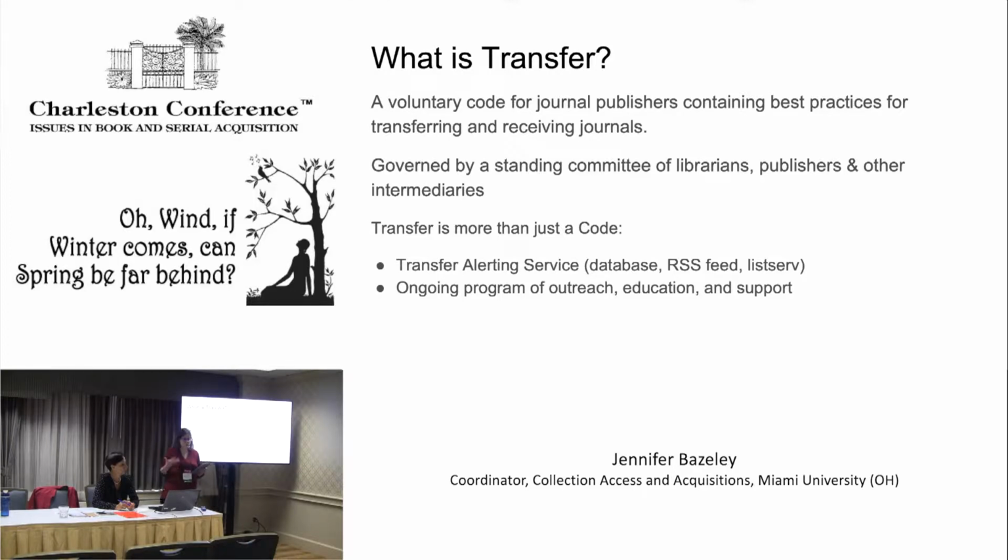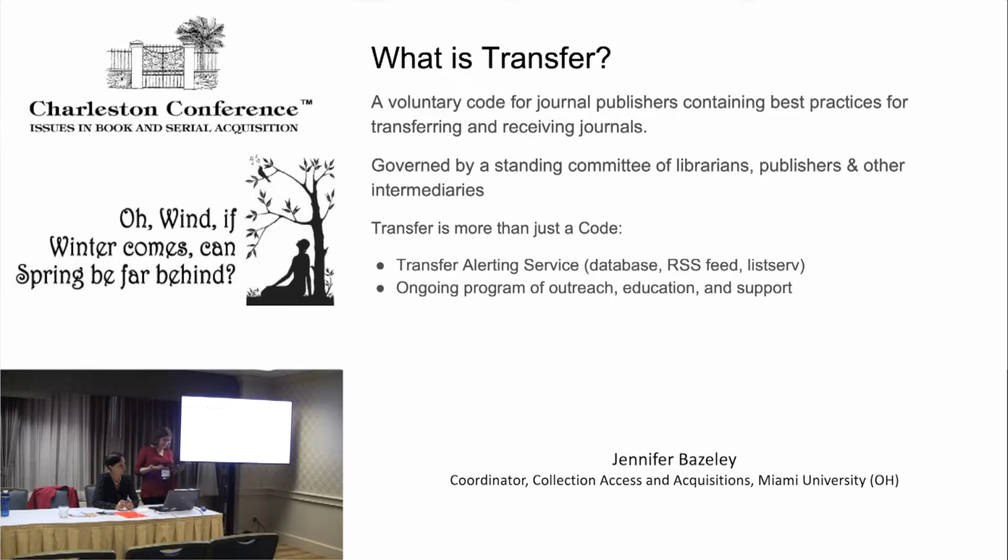So at its heart, transfer is a voluntary code. It's intended for journal publishers, and as I said, it contains best practices and guidelines. Publishers who register as transfer compliant publishers are asked to endorse the code, and this is not a formal process. It's done by email, and then we add their name to the list of transfer publishers on the site, and then we ask them to abide by those principles whenever they can reasonably do so. Transfer, as an overall thing, is governed by a standing committee, and that's created of librarians, publishers, and other intermediaries. And I'll talk a little bit more about the people who make up that committee in a moment.